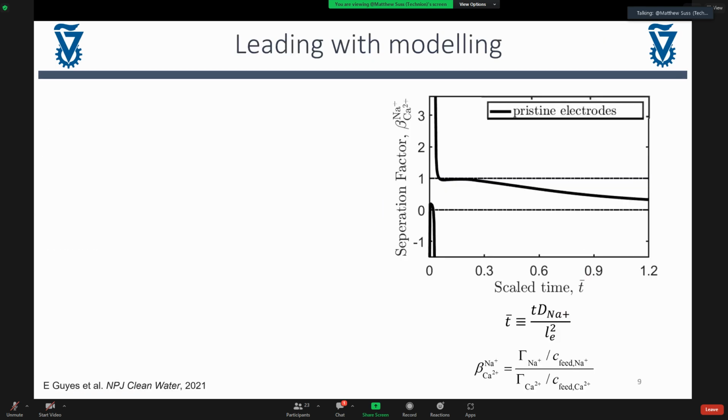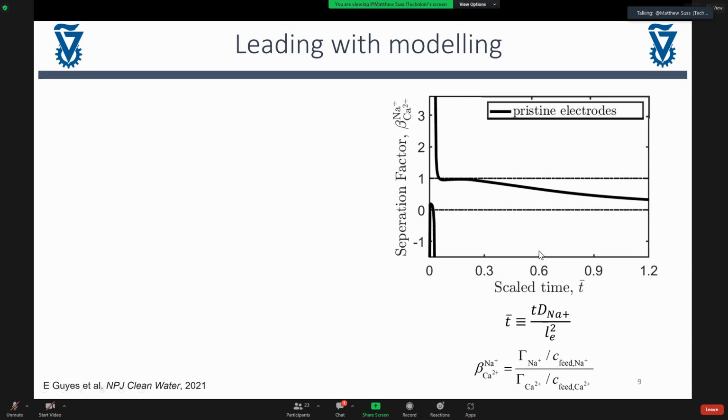It's not so easy to intuit how to do such a thing, and so we led this project with modeling. The idea is you first put the model together, and on the right here is the model result, which predicts the separation factor versus a scaled time. The separation factor is sodium versus calcium. If the separation factor is 1, it means you're equally removing sodium and calcium if they're at equal feed concentrations. If it's above 1, you're sodium selective. If it's below 1, you're calcium selective. The time is scaled by the diffusion time across an electrode, which basically scales the charging process. So the charging process is getting close to ending at around 1 on the scaled time axis.